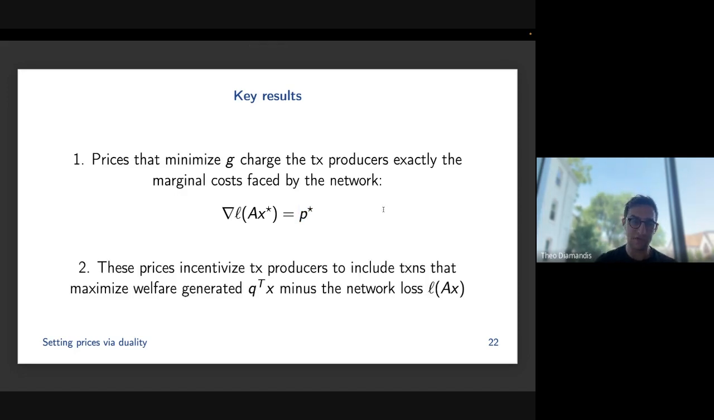Furthermore, because of duality theory, because this dual problem gives us the solution to the original problem, these prices are those that incentivize the transaction producers to include the transactions that maximize the welfare generated minus the network loss. So without knowing Q, without actually being able to control anything other than the prices, if we set prices optimally, then we solve that original problem, that kind of impossible problem that the omniscient network designer wants to solve.